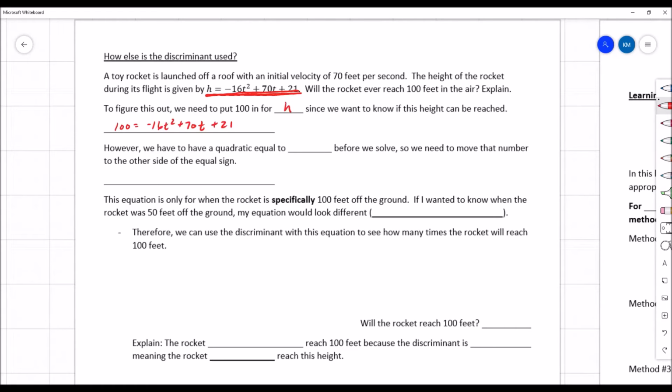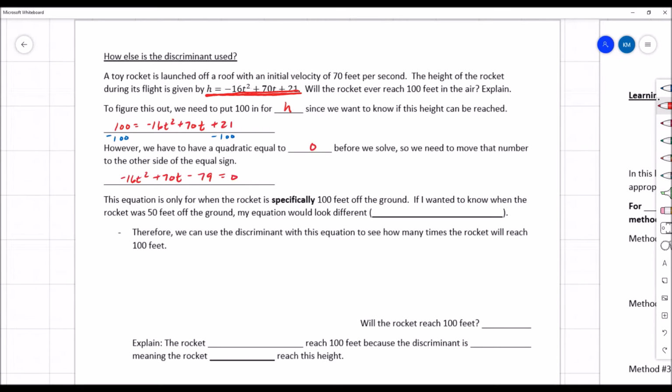However, in order to do this, we need to have our quadratic equal to 0 before we solve it. So we need to move that number to the other side of the equal sign. Again, we move it algebraically, not just picking it up and putting it down. We have to subtract 100 from each side. That gives us negative 79 on that side. So we'll have negative 16t squared plus 70t minus 79 equals 0.